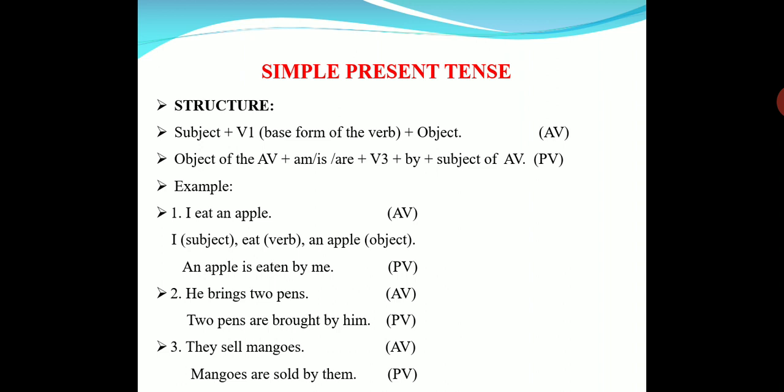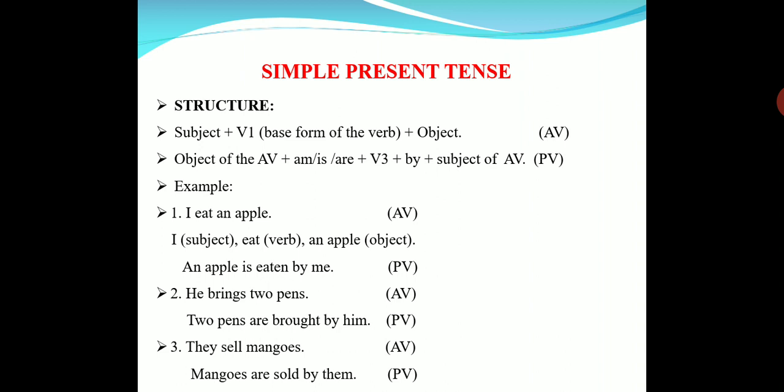So the object of the active voice, plus, since it is the present tense, what are the present be forms? Am, is, are. Am is used for I, is is used for he, she, it, that is third person singular, and are is used for we, you and they, or any plural third person. Plus V3. What is V3? The past participle form of the verb, plus by, plus the subject of the active voice, which becomes the object.